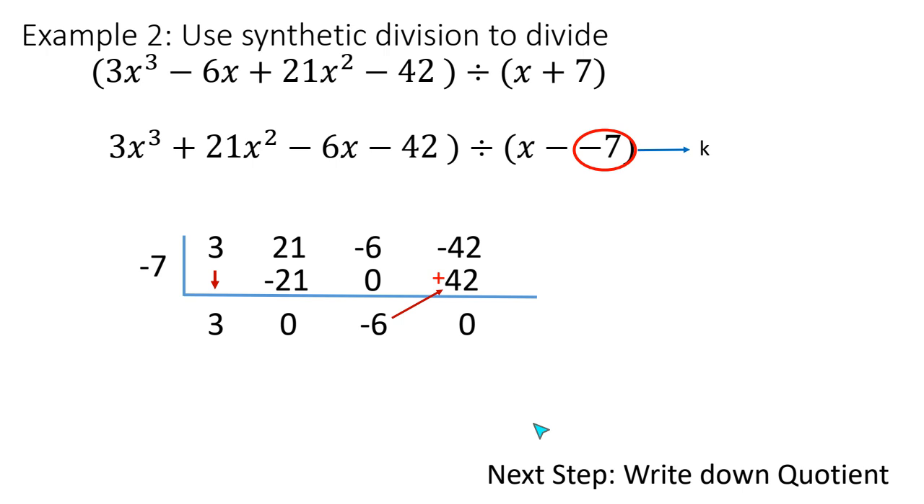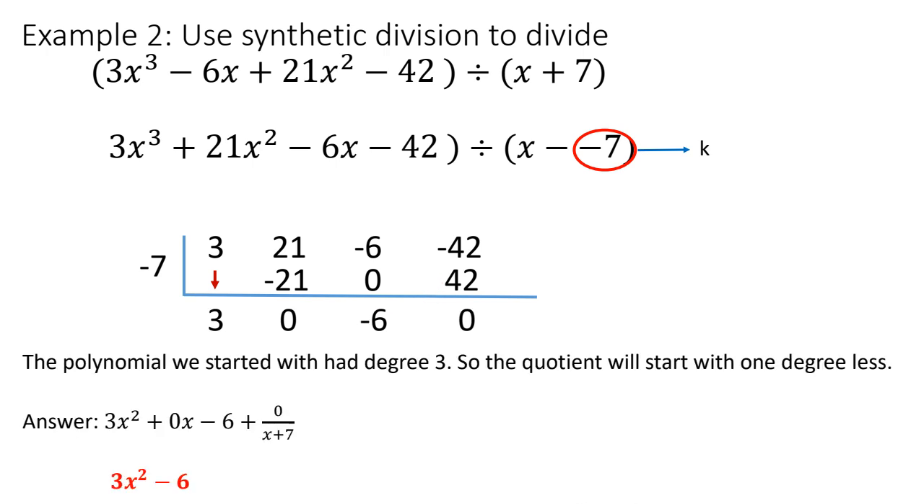So now let's write our answer. So our degree was cubed. Now we're going to go 1 less. So we have 3x squared. 0 would be for x, 0 times x, minus 6 plus our remainder of 0 divided by x plus 7. We don't have to keep the 0 times x, so we can write our answer as 3x squared minus 6. 0 divided by x plus 7 is just 0.